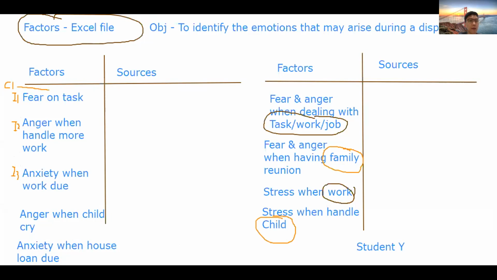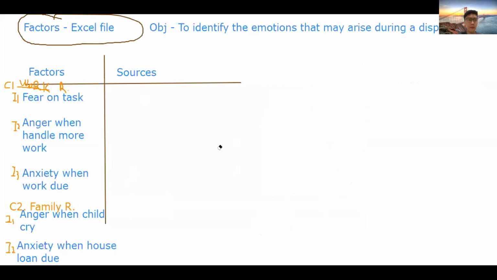I call them work related. Same, go to this. This is my C2, family related. So this is my item one, same thing. This is my item two. Until here, is everyone clear what I'm doing? I am categorizing the factors that you found, the 20 factors that you found.